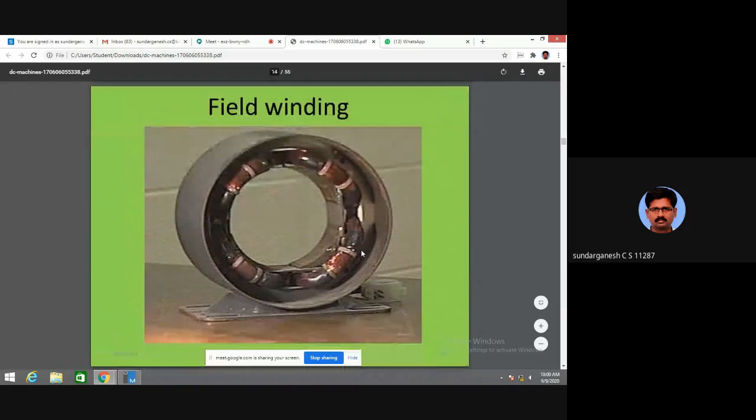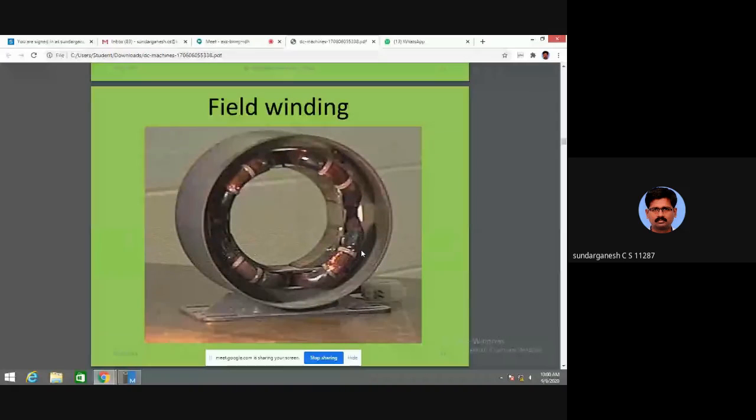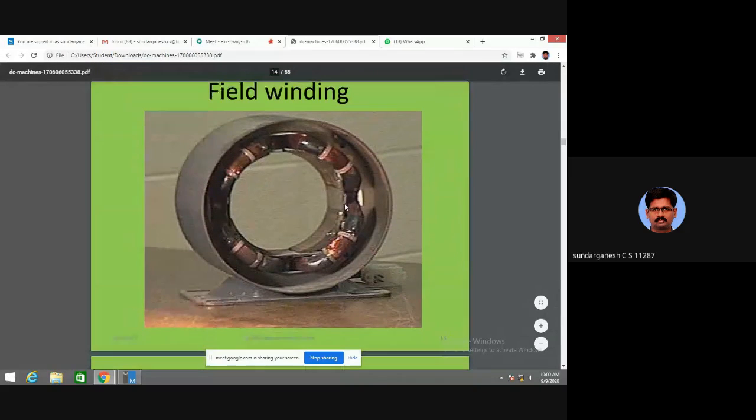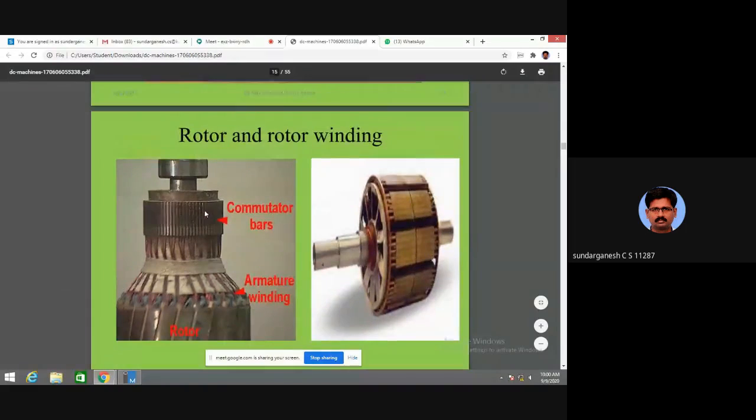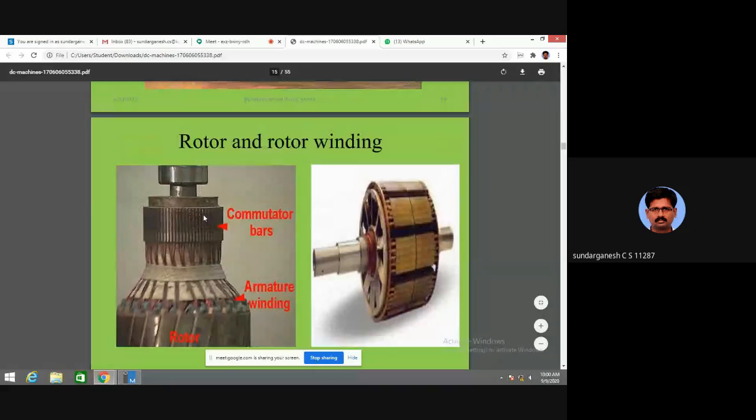This is the field winding. How will the real machine be? The field winding will be like this only. This is the rotor and rotor winding. It is a rigid one, as I already told. This is the rotor winding. Inside the rotor you have commutators. These are commutator bars. Okay.